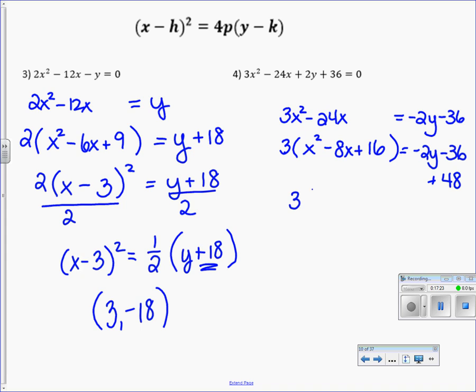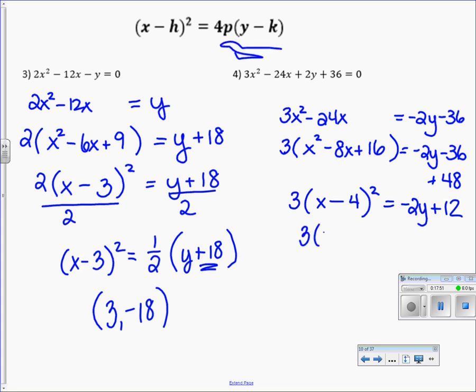So now I have a 3, and then let's factor this. X minus square root your 16, which is a 4. And then I'm going to have a negative 2y, and add the 48 and the negative 36, and we'll get 12. Now we're almost there. We have a slight problem, though, this time with the y side, with the right side. So we can't have that be negative 2y. We need it to be just y. Otherwise, it's not fitting this format.